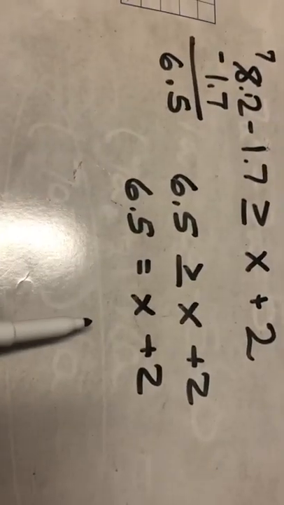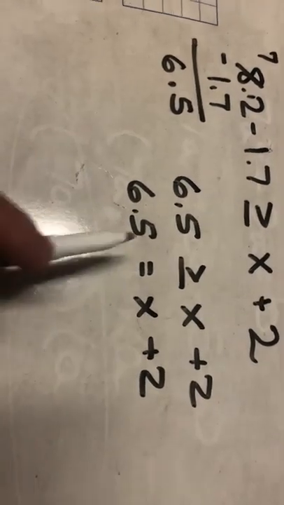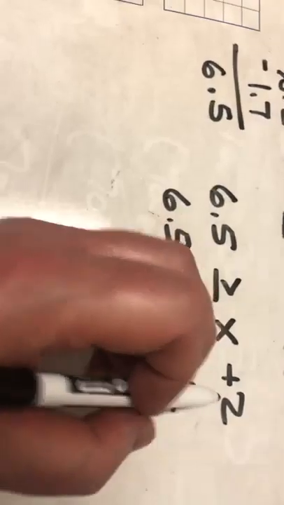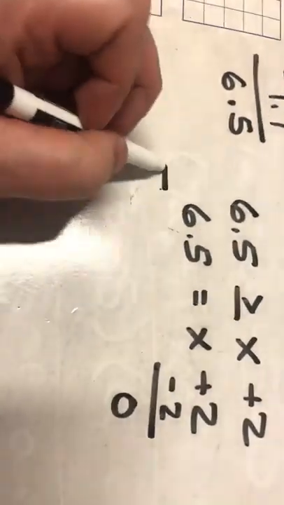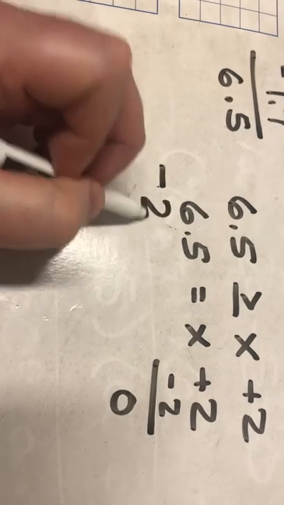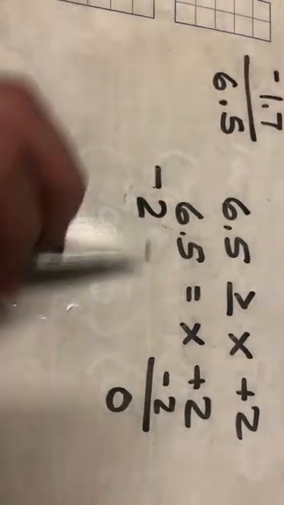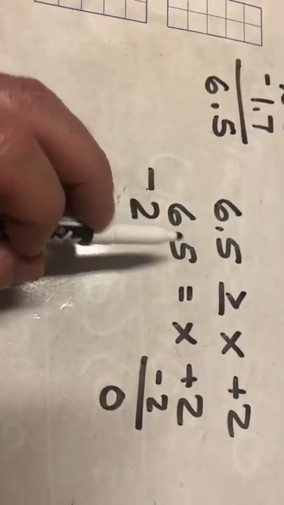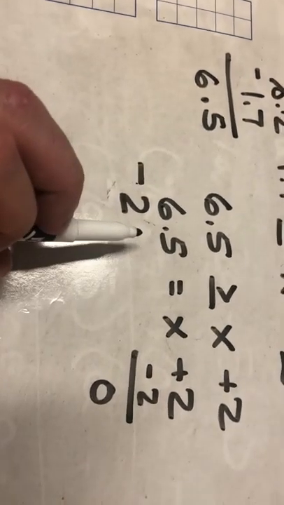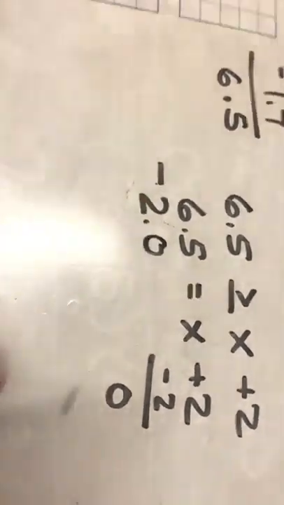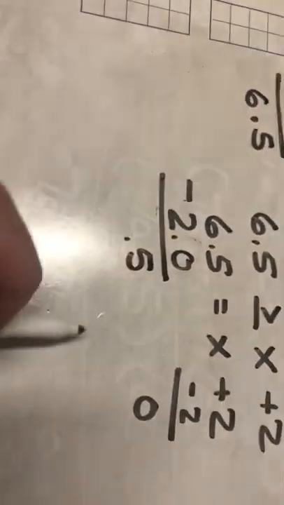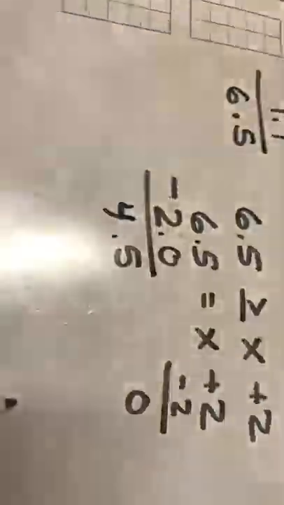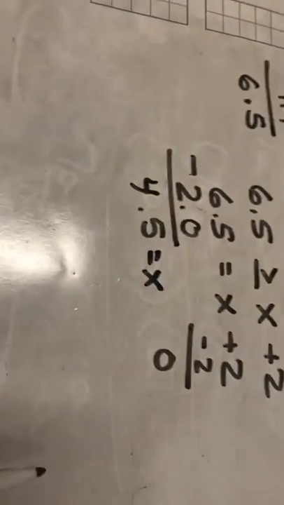Then I have to isolate x. Well, that's a plus 2, so I'm going to subtract 2 from both sides. Okay, now remember when I subtract here, the 2 needs to go there. That 2 is in the ones place, so it needs to line up with the ones place. Decimals have to line up. If I want to, I can put 2.0. 5 minus 0 is 5. Drop my decimal straight down. 6 minus 2, I believe, is 4. So I get x equals 4.5.